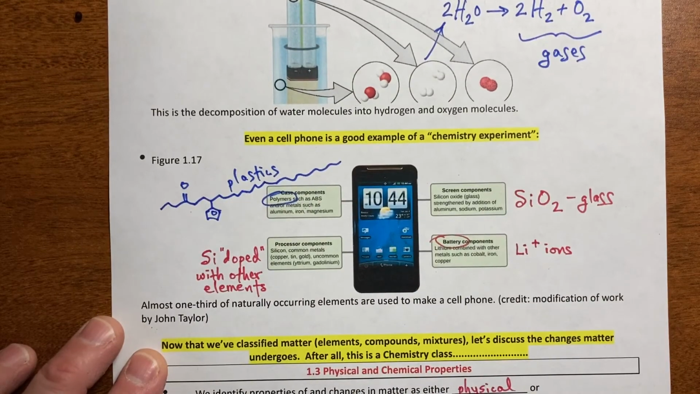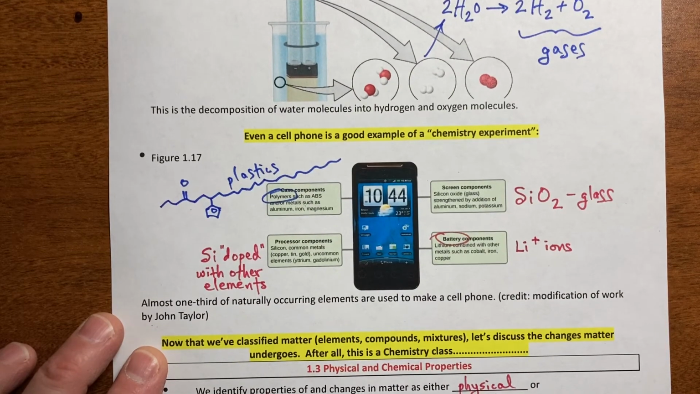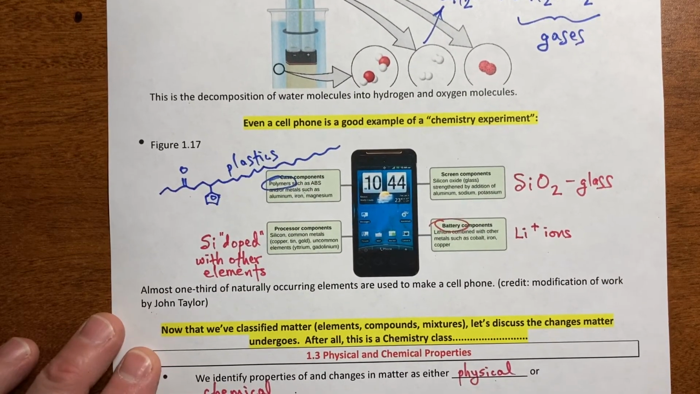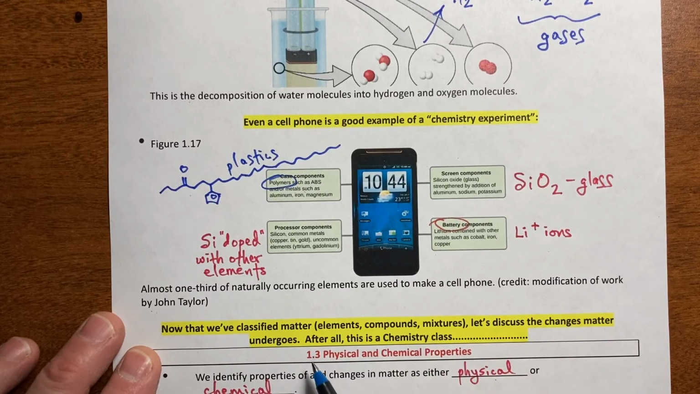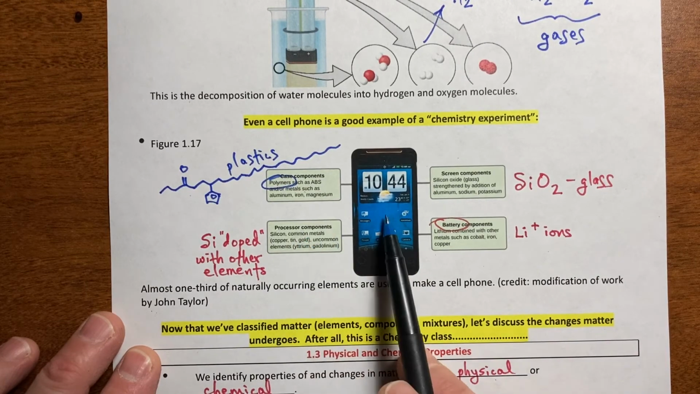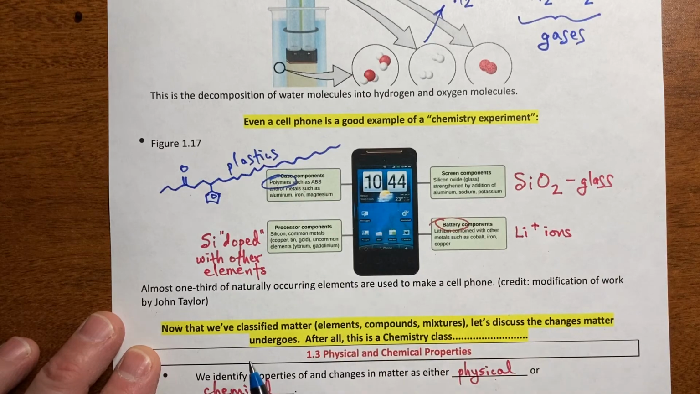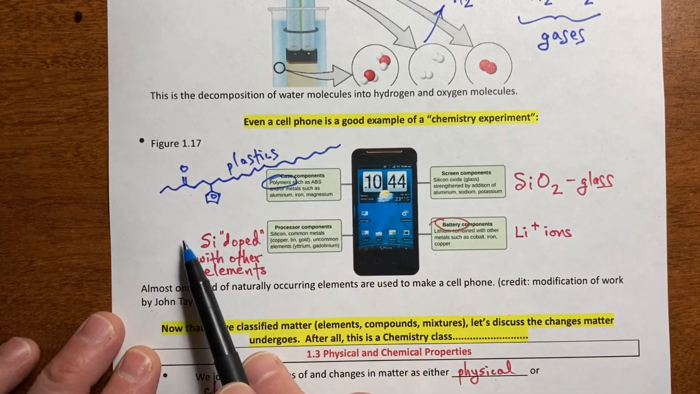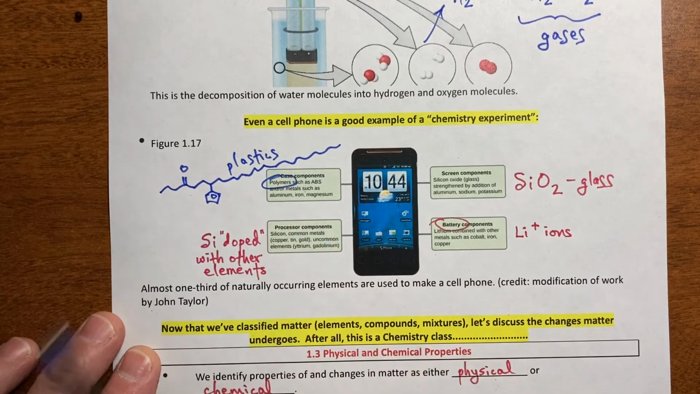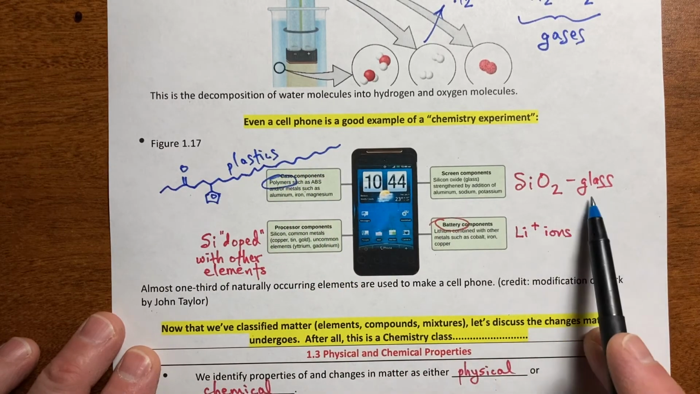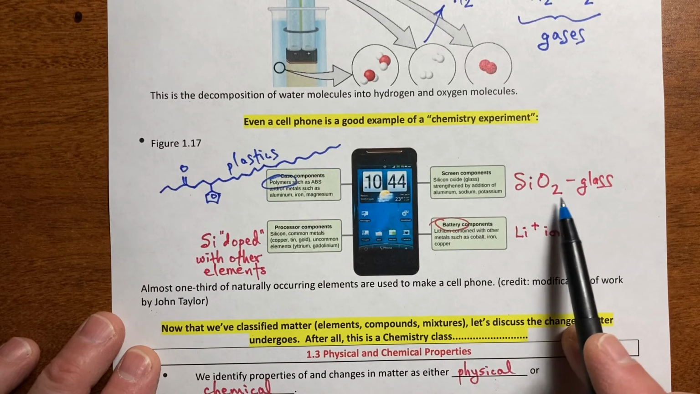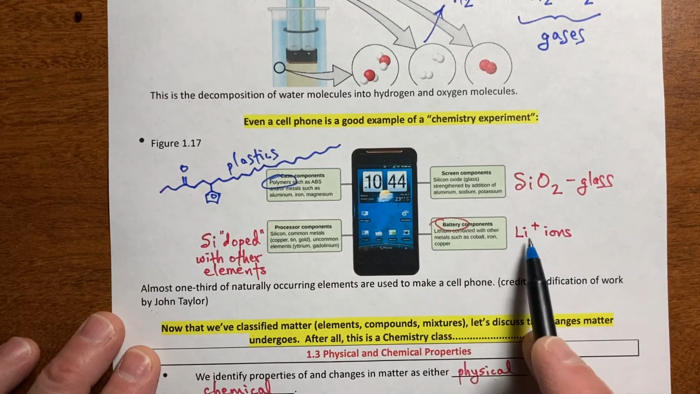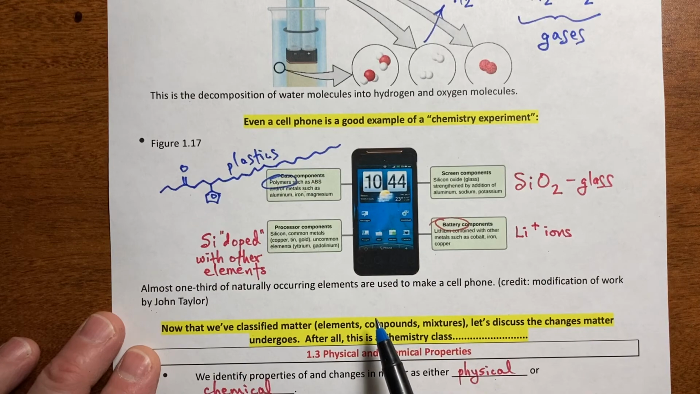Even a cell phone can be considered an example of a chemistry experiment. There are many different components to a cell phone. There are plastics used in the frame of the phone, which are made of mostly carbon. This long chain represents carbon. This is just a shorthand notation for compounds we'll worry about later. The glass is made of silicon dioxide, sand. The batteries contain lithium ions. That's an inorganic metal.